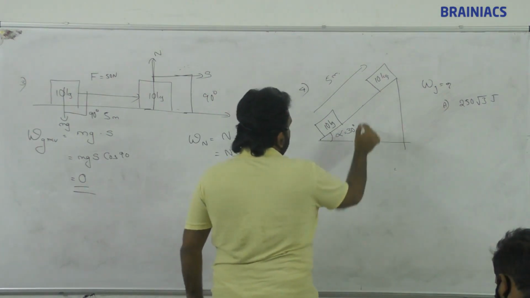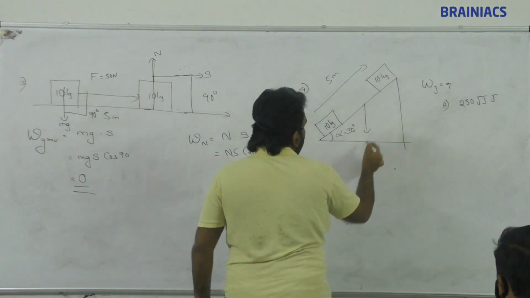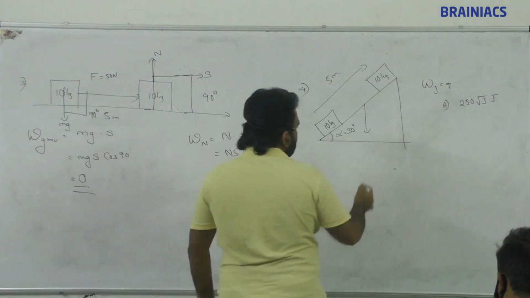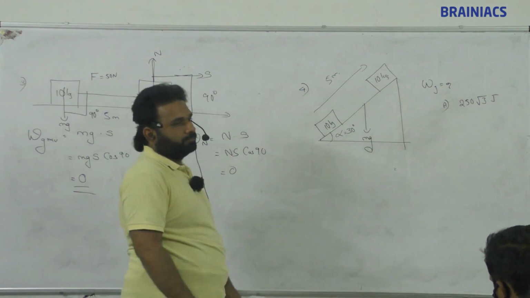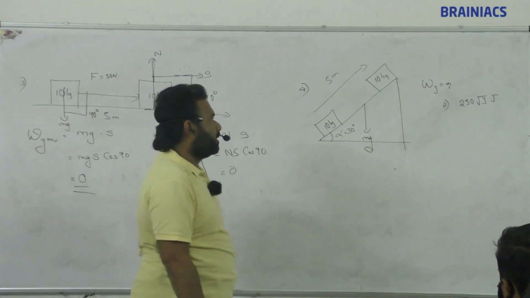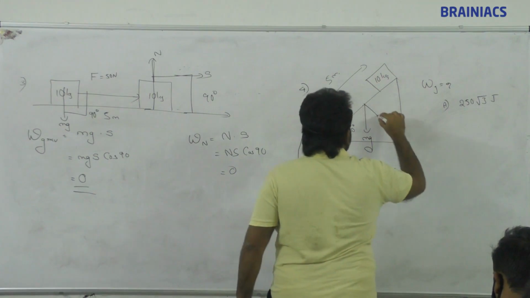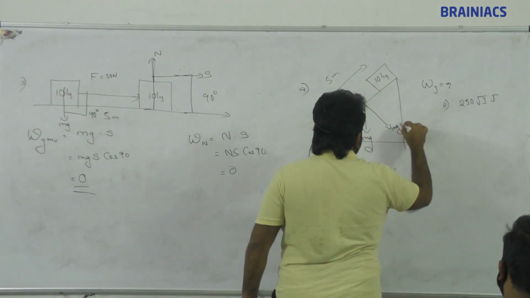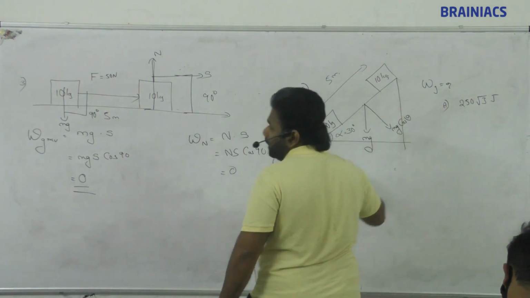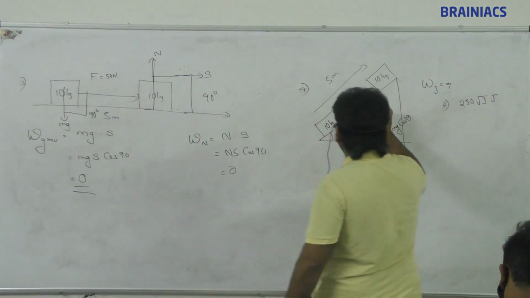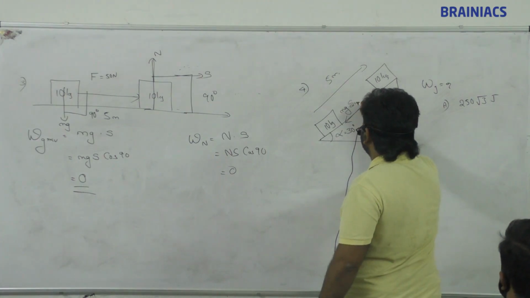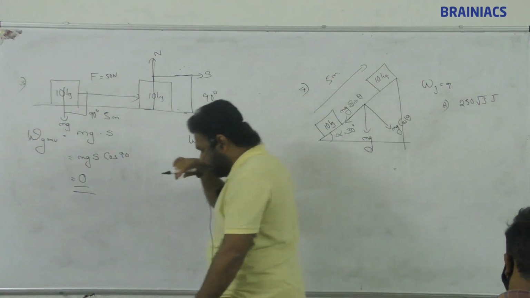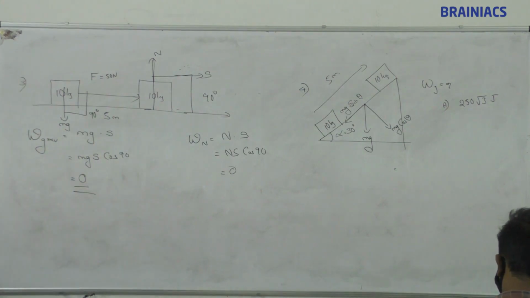So what is happening here? Work done by gravity. mg is acting in this direction. One component is mg cos theta, and the other component, acting in this direction, is mg sin theta. Correct or what? mg cos theta and mg sin theta.